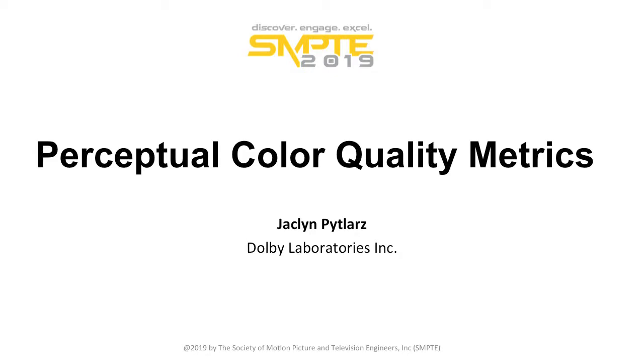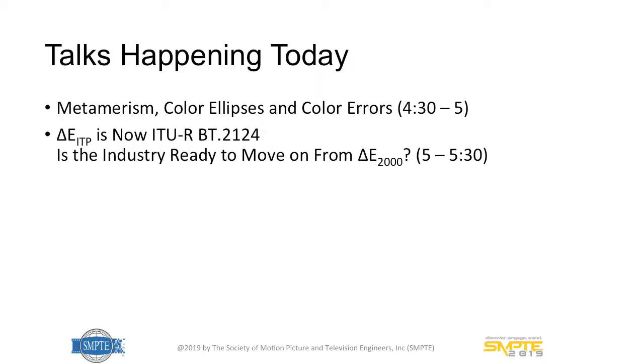Okay, so I'm going to be giving the last talk of our primer session, and I'm going to be talking about our session on perceptual color quality metrics. I just wanted to start out by listing the two presentations that will be in this afternoon session. The first one is on metamerism, color ellipses, and color errors, and the second one is called Delta EITP. BT2124, is the industry ready to move on from Delta E2000?